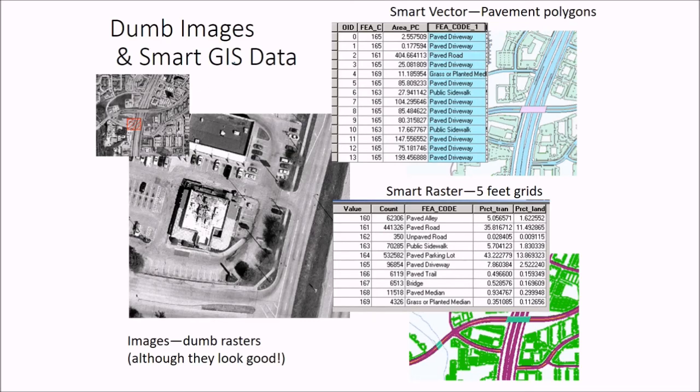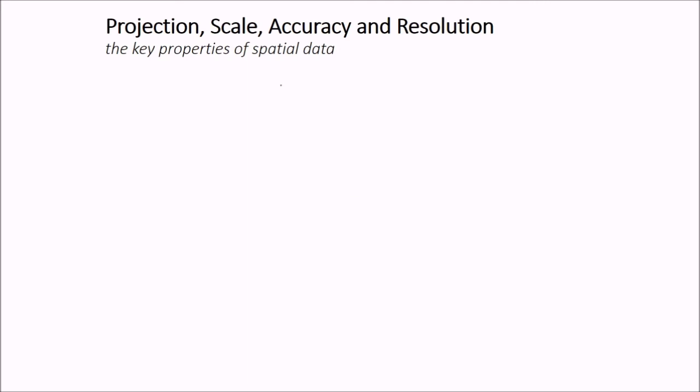We can have images, and you can make smart GIS data. These are images, they look good, but you can have a smart vector. You can have polygon payments. You can have 5 feet grids. So you can display or present intelligent data which can be obtained from various means, and which can be associated with your image to make it more accurate and usable.